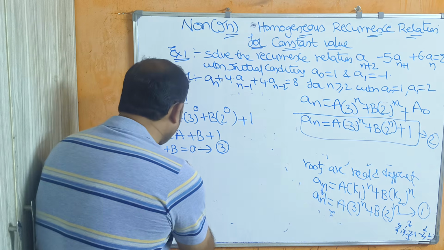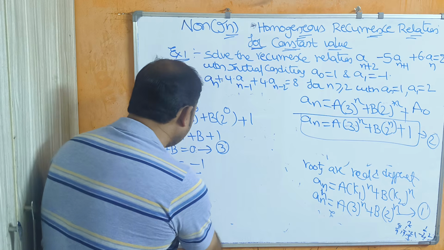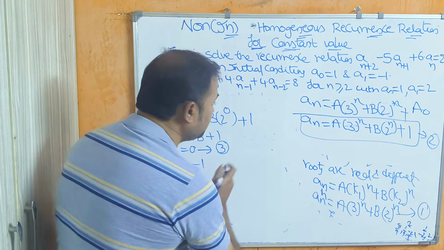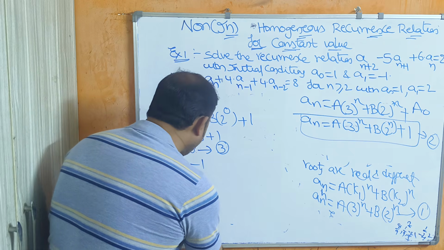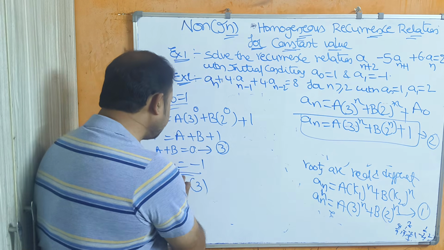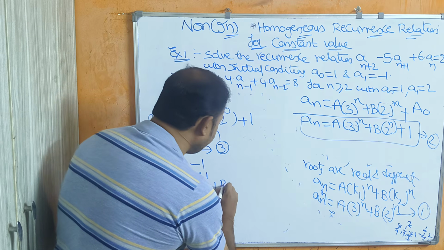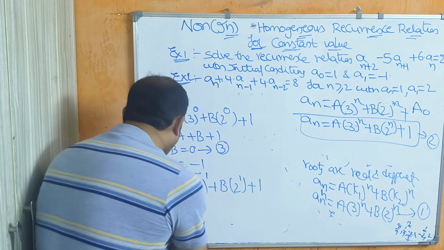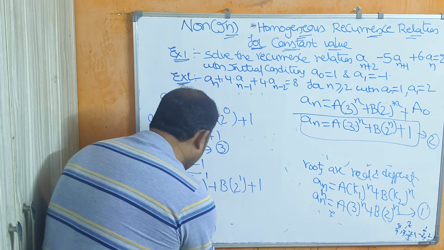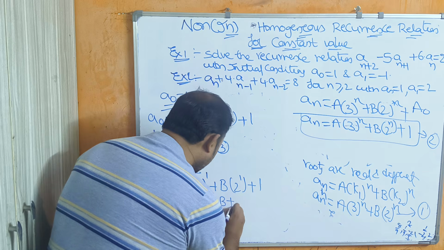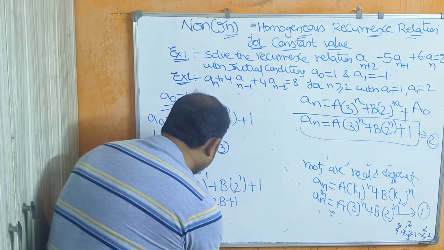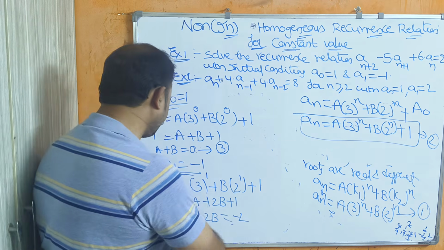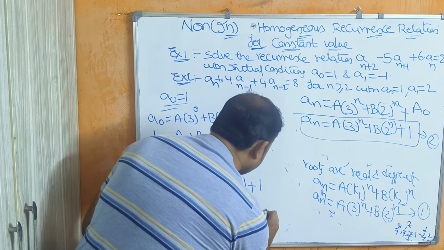Now what is the a1 value? a1 equal to minus 1. So now in place of n we need to substitute 1. So a1 equal to a into 3 power 1 plus b into 2 power 1 plus 1. So what is the a1 value? Minus 1. Minus 1 equal to 3a plus 2b plus 1. So we can write this as 3a plus 2b equal to, if we move this one towards this side, it will become minus 1 minus 1, that is nothing but minus 2. Let it be equation number 4.